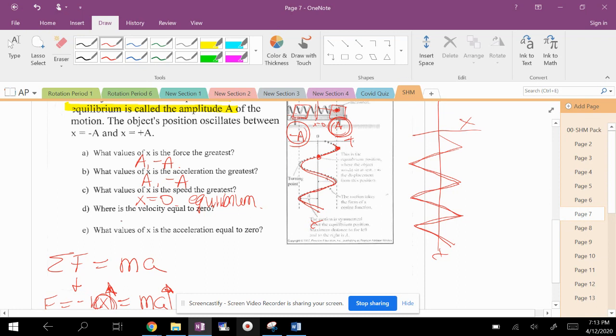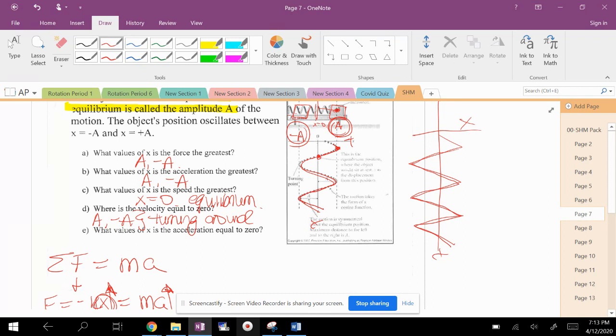When is velocity equal to 0? At the endpoints when it's turning around. You can relate this to when a ball is thrown up in the air and it reaches a max point. At the very max point, it starts to turn around. So velocity is equal to 0 there.